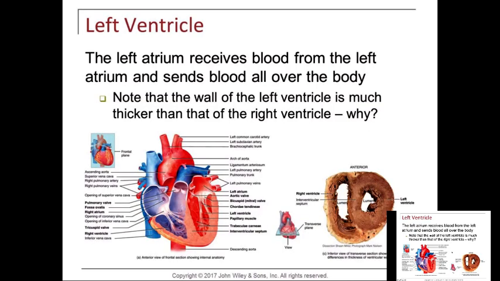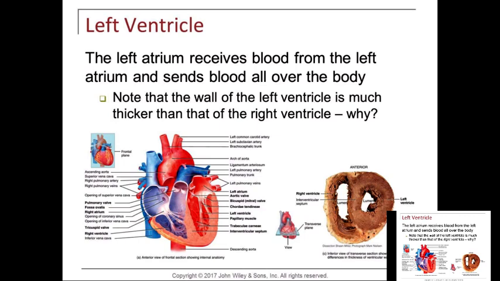The left atrium receives blood from the left and right lungs. Okay? That's it. The left atrium is receiving blood from the left and right lungs, and then it's got to pump it down into the left ventricle.